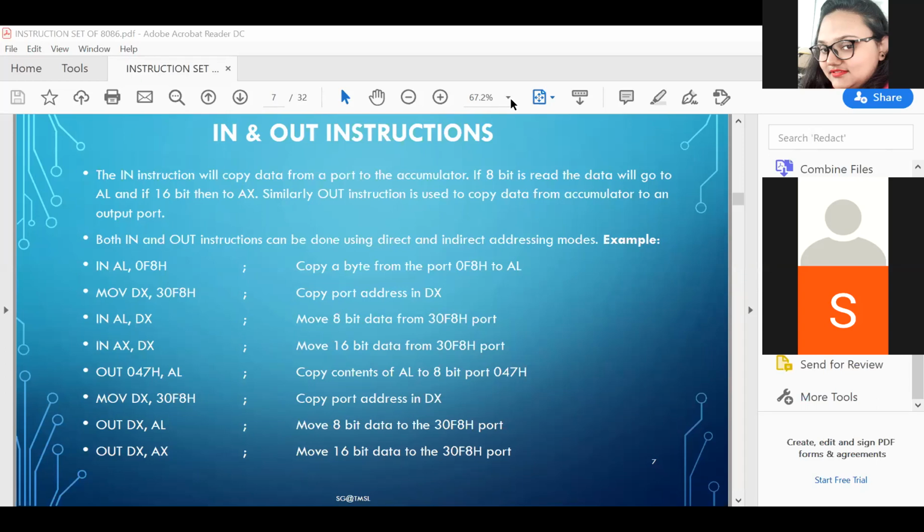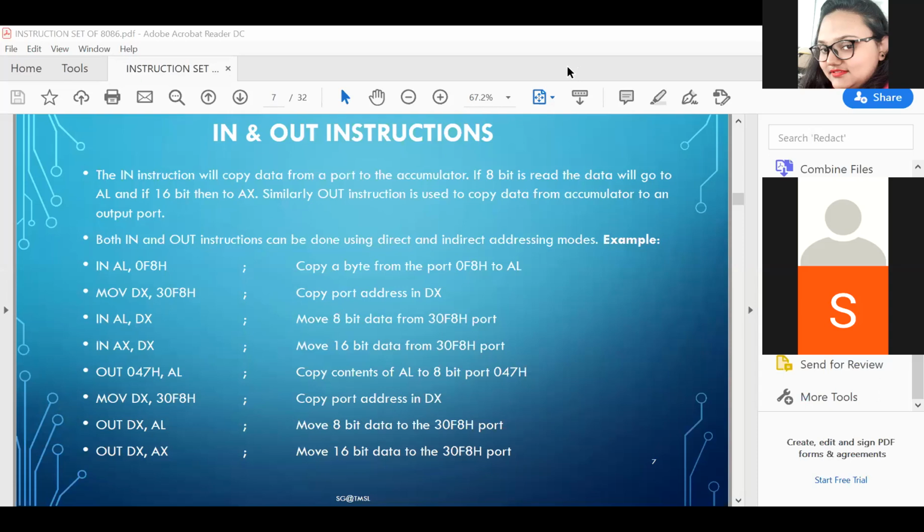Okay, now coming to the next section, the next instruction, that is the IN and OUT instruction. Both input and output are used to interface the IO devices, input output devices. Now the IN instruction is used to read any data byte from the input device, and the OUT instruction is used to send the data to the output device or give the result on the output device. So IN means read operation, OUT means write operation.